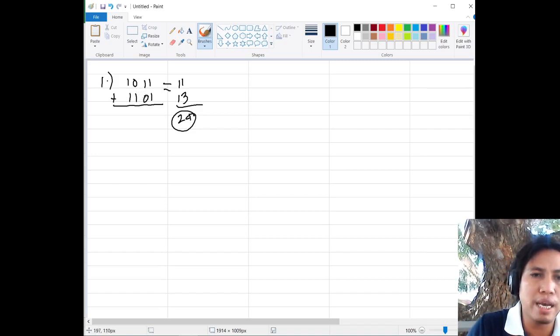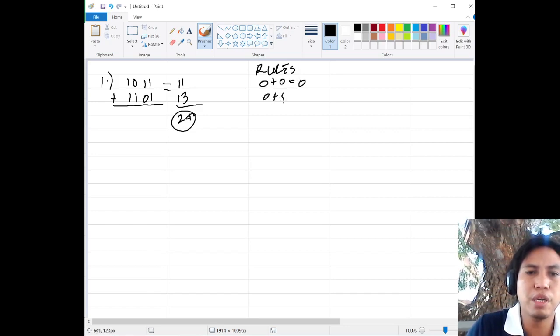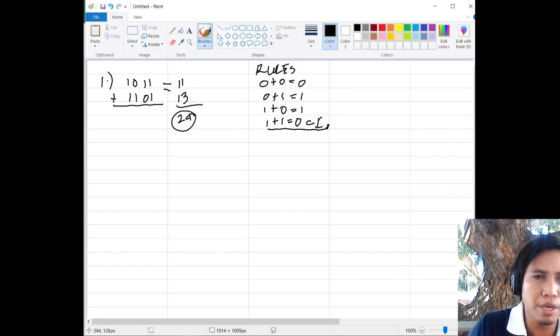But before we tackle this one, let's consider first the different rules in adding binary, or binary addition. That is 0 plus 0, that is 0. 0 plus 1, that is 1. 1 plus 0 equals 1. Then 1 plus 1, that is 0, carry 1. I'll explain this one with our first example. Take note that we are dealing with binary, that is in the base of 2. So the digits of binary are 0 and 1. So 1 plus 1, that is basically 2.